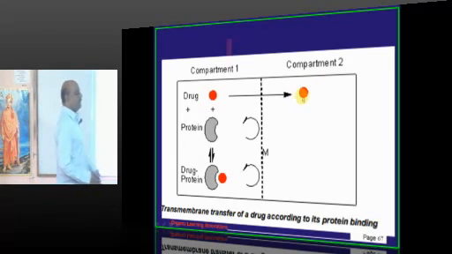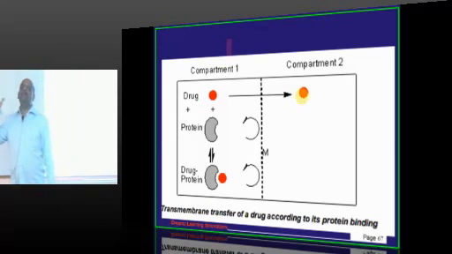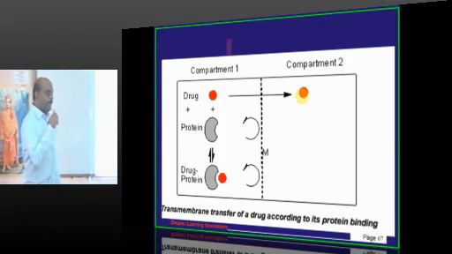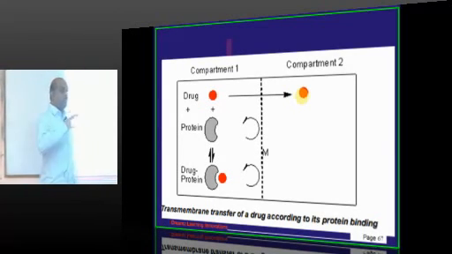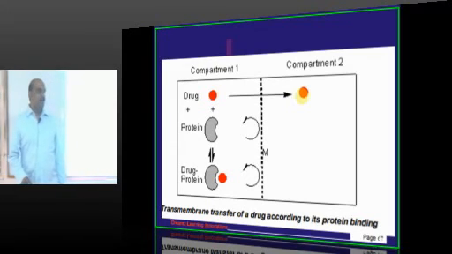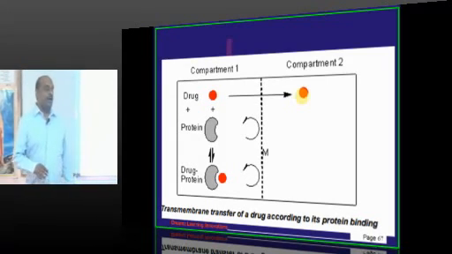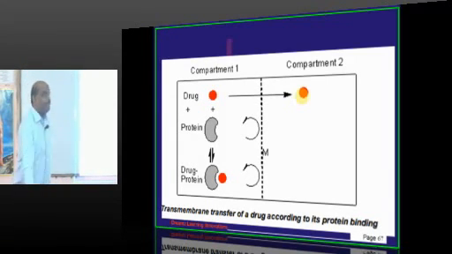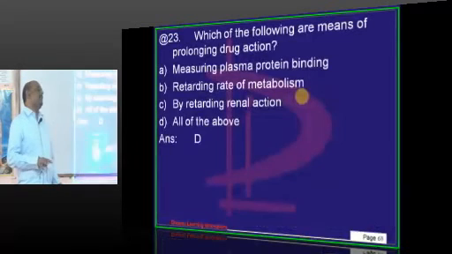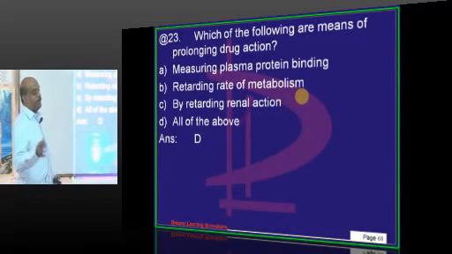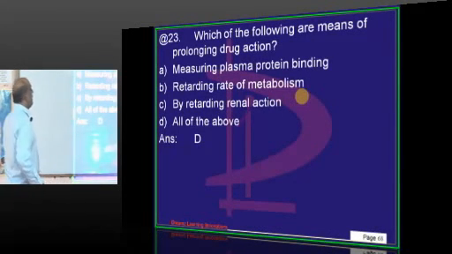So to summarize, doctor, how strongly a drug is bound to protein, how ionized is a drug, how small is a drug, how lipid soluble is a drug. These are the 4 factors that decide the drug's transfer across the plasma membrane. That is what needs to be remembered.